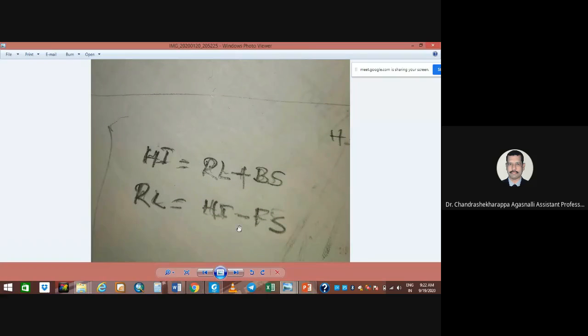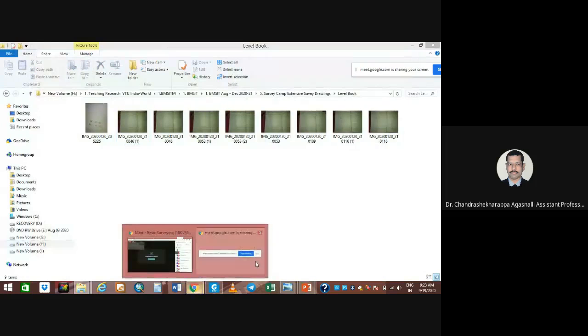And finally, how are we going to know the RL calculation? Height of the instrument minus foresight. And the height of the instrument: RL plus backside, actual RL plus backside. This is the formula which you are going to add to the field level, in the field itself. Just for the information, I told you how we are going to maintain the level books or field books. Just keep it in mind.